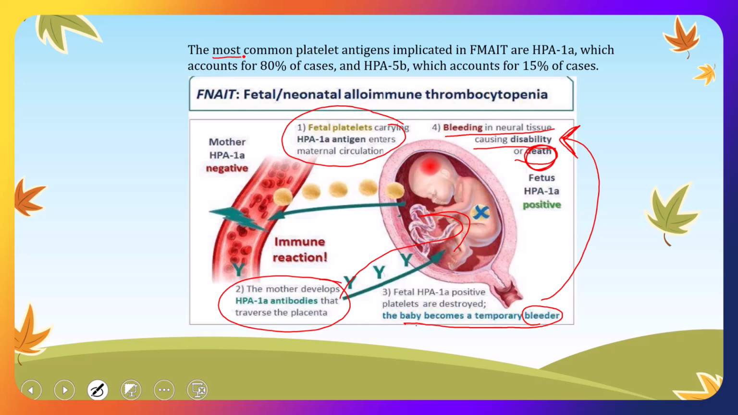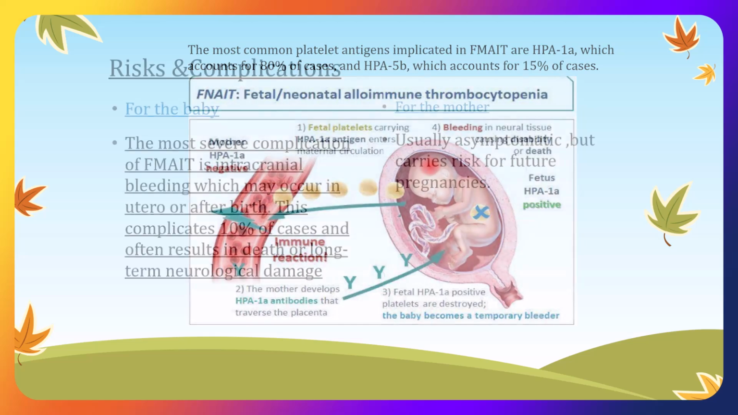So the most common platelet antigen implicated in this condition is HPA1A, which accounts for 80% of the cases. So this can be your question. Another less important antigen is HPA5B, which accounts for only 15% of the cases. So this whole slide is very important for you all.